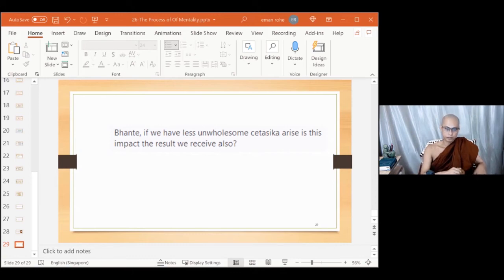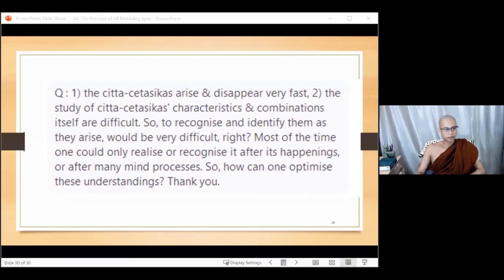Thank you, Bhante. Sādhu, sādhu, sādhu. The cetasika arise and disappear very fast. The study of cetasika characteristics and combinations is itself difficult, so to recognize and identify them as they arise would be very difficult, right? Most of the time, one could only recognize them after the event or after many mind processes. So how can one optimize this understanding? Thank you.